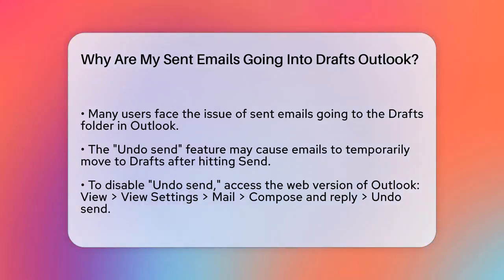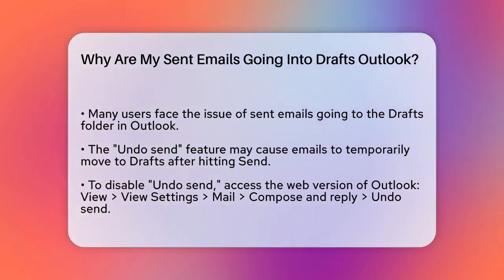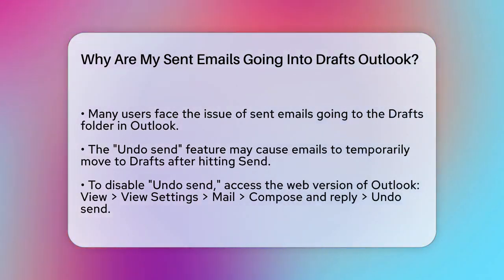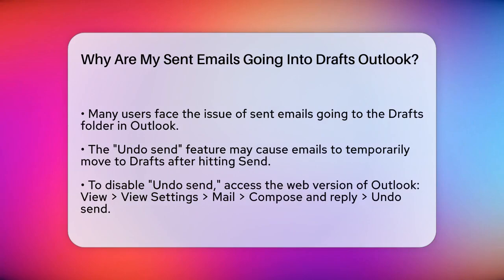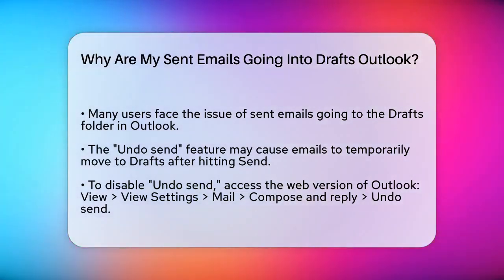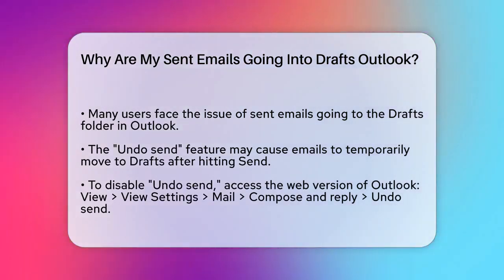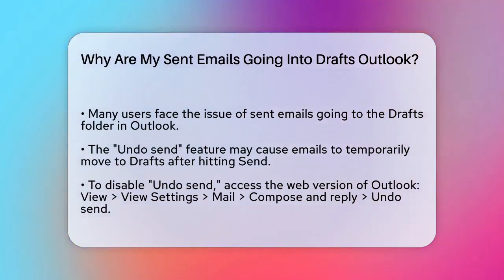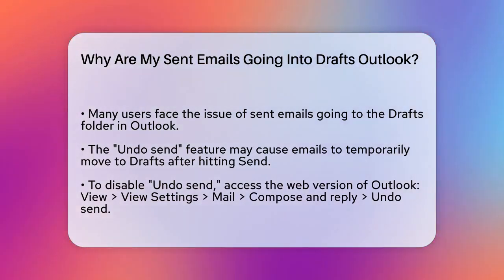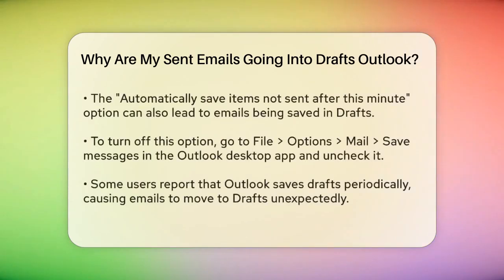First, it's important to understand that this problem can occur for a few different reasons. One possible cause is a setting called Undo Send. This feature is designed to give you a few seconds to edit or delete an email after you click the Send button. However, if this setting is enabled, it might temporarily place your email in the Drafts folder before sending it. To check if this is the issue, go to the web browser version of Outlook, navigate to View, View Settings, Mail, Compose and Reply, Undo Send, and make sure it's disabled.